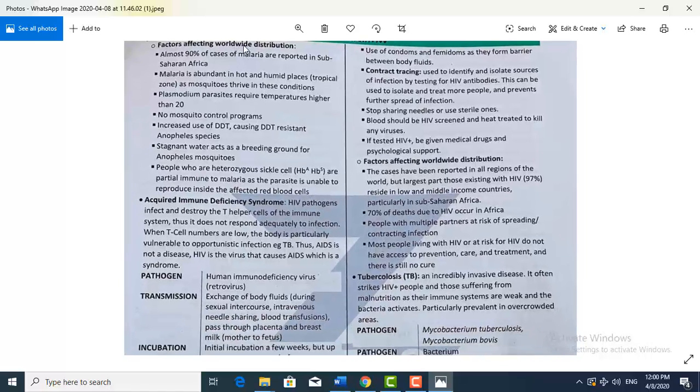Okay, factors affecting the worldwide distribution. Almost 90% of cases of malaria are reported in sub-Saharan Africa. Malaria is abundant in hot and humid places. That's why I told you those who tend to go to tropical zones should take precautions beforehand. The Plasmodium parasite requires temperatures higher than 20 and no mosquito control programs. Also, increased use of DDT, causing DDT resistance in Anopheles species.